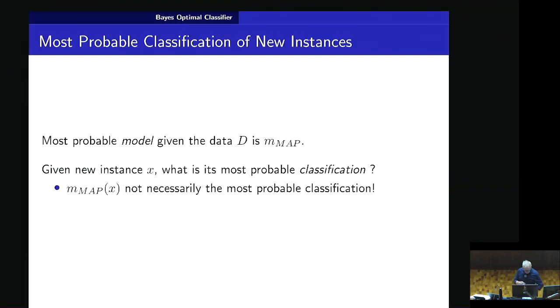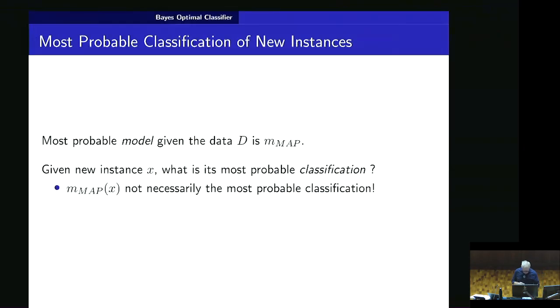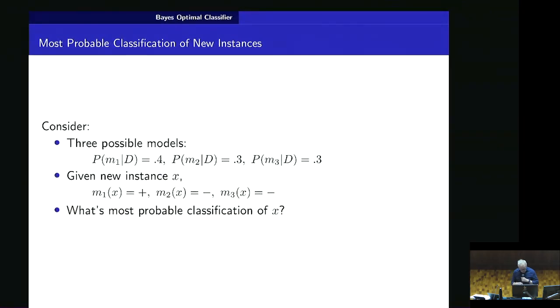So the most probable model given the data is the maximum a posteriori model, that's the MAP model. But we are concerned about classification, and it turns out that this maximum probability model is not necessarily the most probable classification. So let me just quickly go through a very simple example. Let's say we have three possible models. You can think of them as three different weight vectors for a linear or some classification model. The same data in each case, and we have these probabilities, okay?